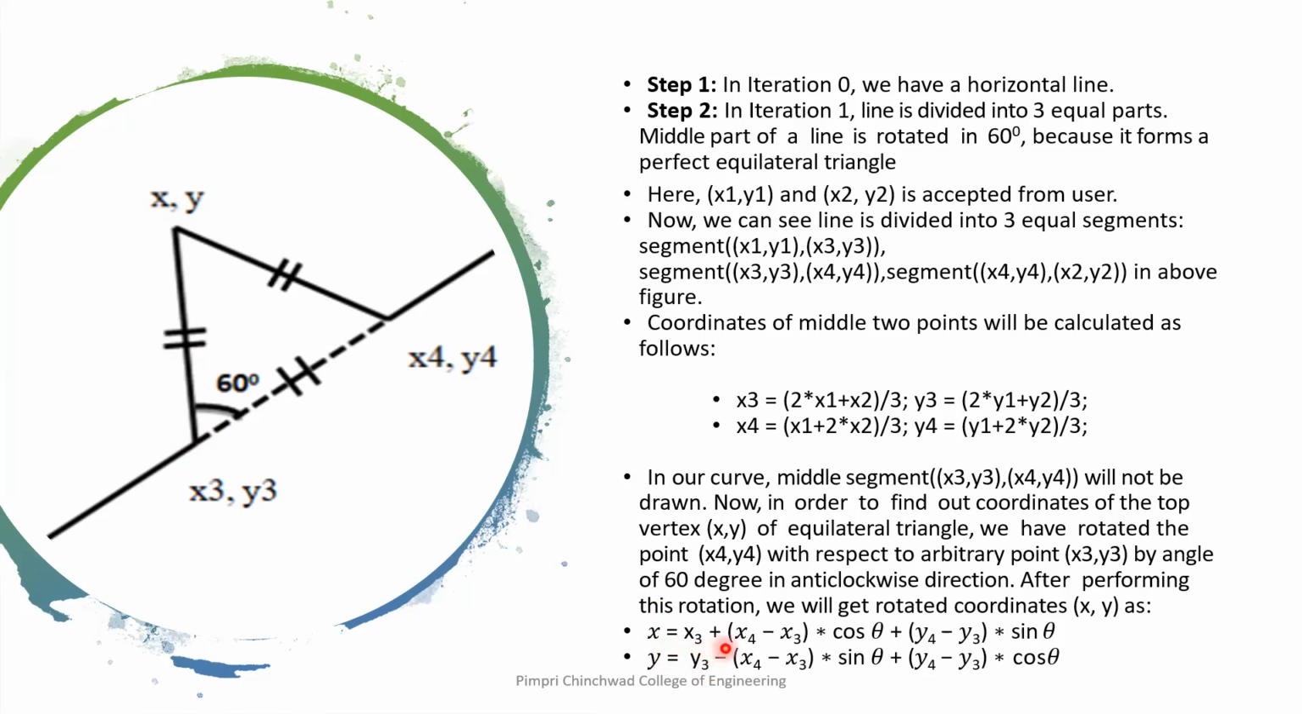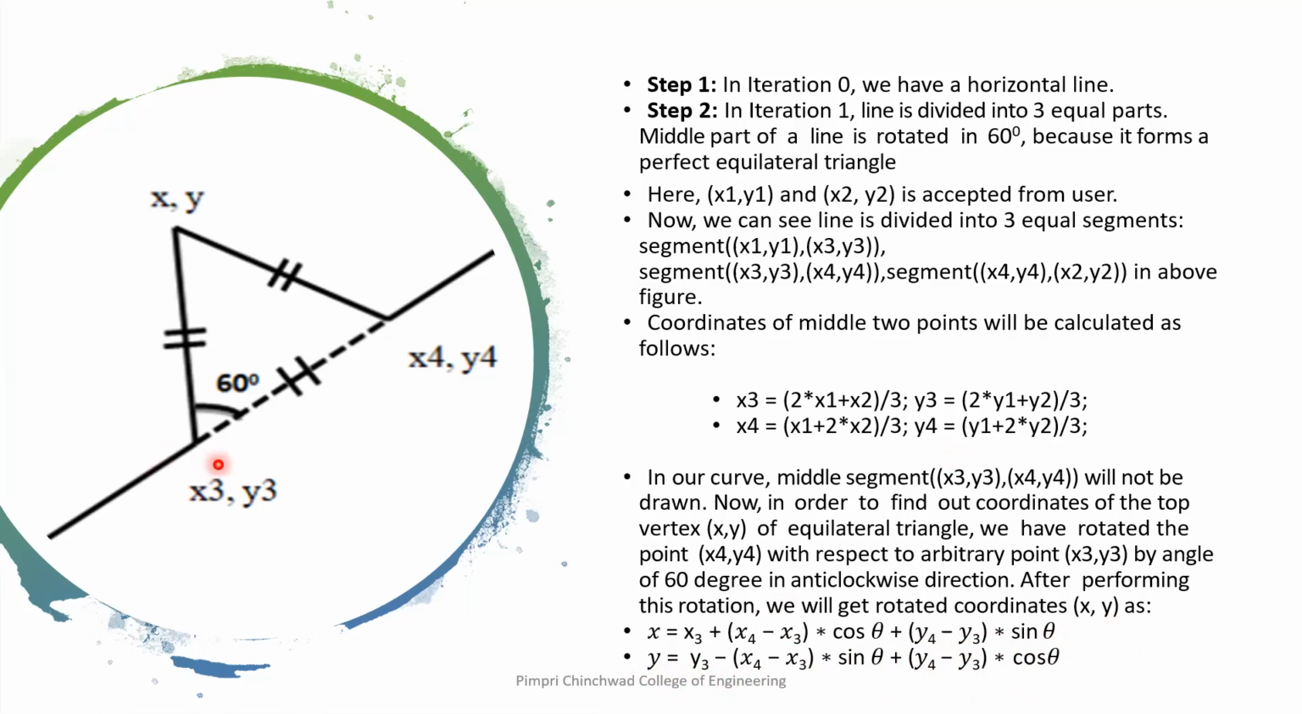X equals to x3 plus (x4 minus x3) into cos 60 plus (y4 minus y3) into sin 60. I know this theta angle is 60. So by using the cos theta sin theta, I will get this x point. Similarly, y equals to y3 minus (x4 minus x3) into sin 60 plus (y4 minus y3) into cos 60. This will give you the formula. This is the equation from the rotation.